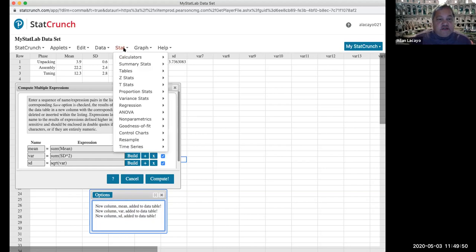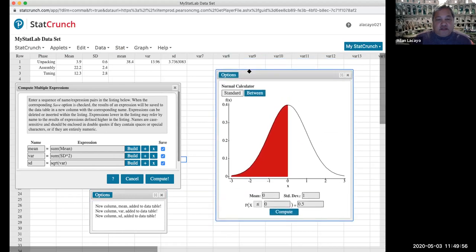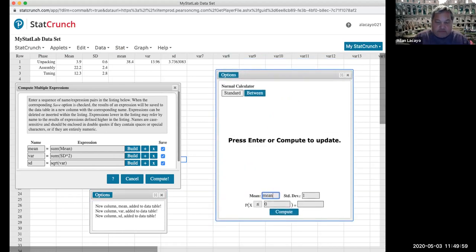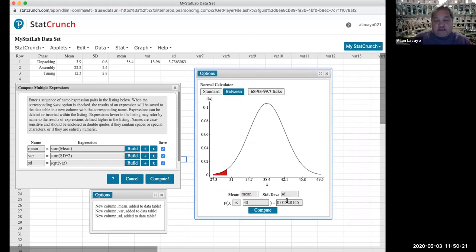Then for the second stage, you're going to go Stat, Calculators, Normal. And you're going to take the mean with a little m and the standard deviation with a little sd, and you're going to measure the time under 30 minutes. And then you're going to click on this button, the 68, 95, 99.7 button, to have the scale done: one deviation, two deviations, three deviations. And so what you get is that there's a little more than 1% chance that a store can finish a bike in less than 30 minutes.